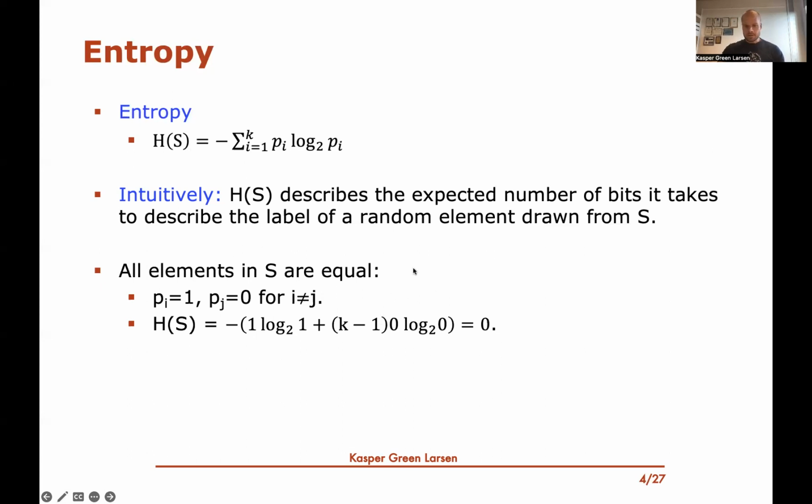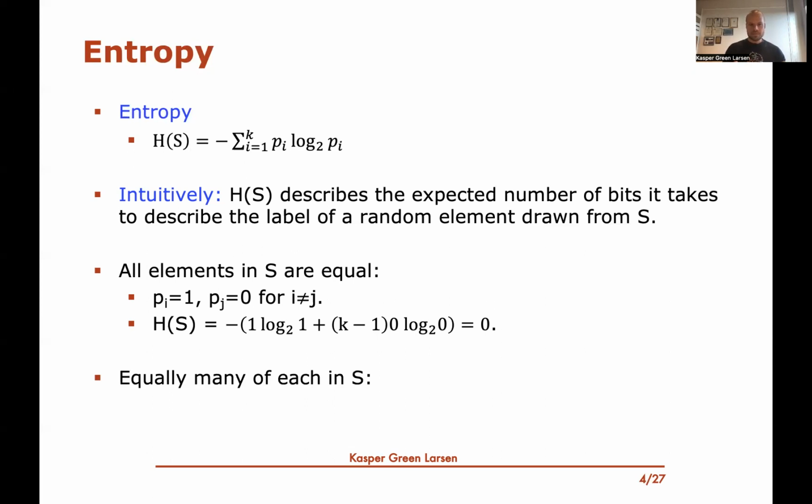So we define 0 log 0 to be 0, so this term goes away. Now, log base 2 of 1 is 0, so this term over here is also 0. So the entropy is 0 when all the elements are equal, which makes perfect sense, right? If I know that all the elements are the same, then there's no uncertainty left in this distribution, and I wouldn't need to write down any bits to tell you which label I got. You already know because they're all the same. Okay, so that's the intuition.